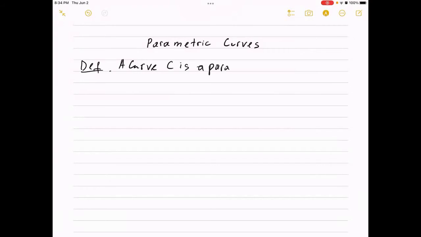Parametric curves. Start with the definition. We say that the curve is given to us parametrically. Curve C is a parametric curve on a plane if both the x and y coordinates of a point are given to us as functions of t. So x is a function of t, f of t, and y is a function of t, g of t.